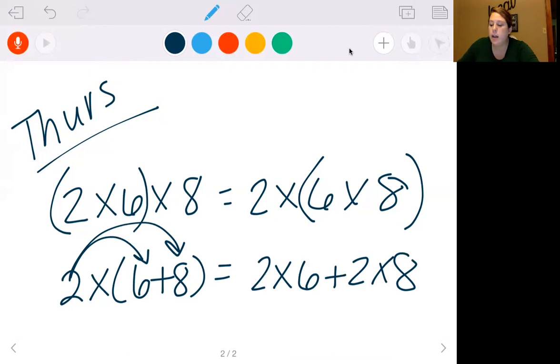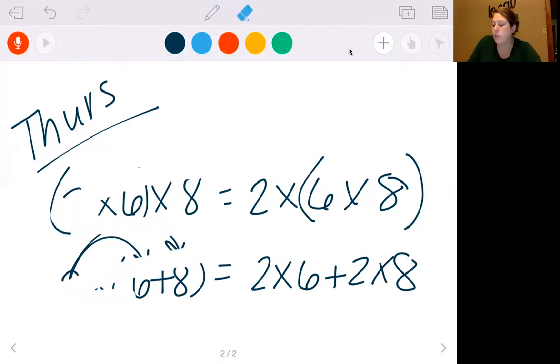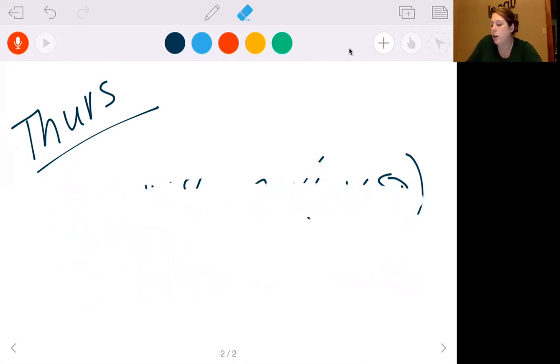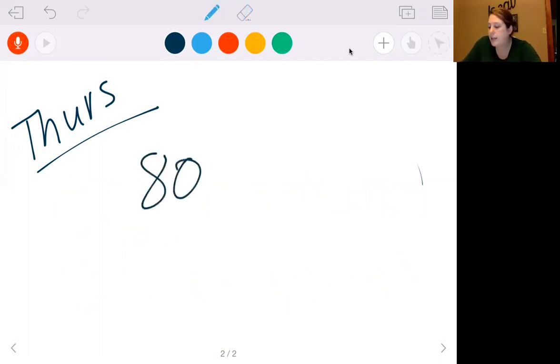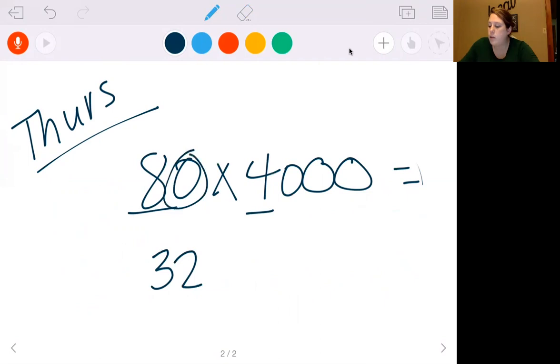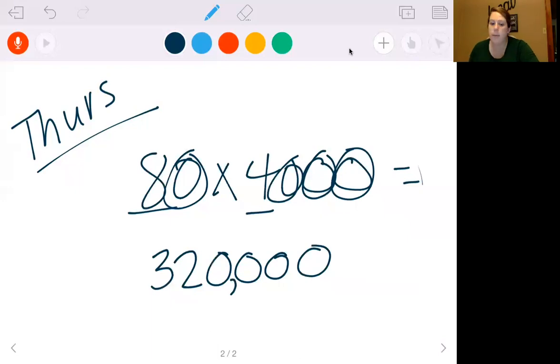Then you have a section of multiplying with the patterns. So let's look at those real quick. Multiplying with the patterns is just the zeros that we've been talking about. So let's do one. Let's do 80 times 4,000. What I would do is take my non-zero digits, 8 and 4, multiply that and write it down. Then I have 1, 2, 3, 4 zeros to add. Put a comma, and that's it, 320,000. Super simple.